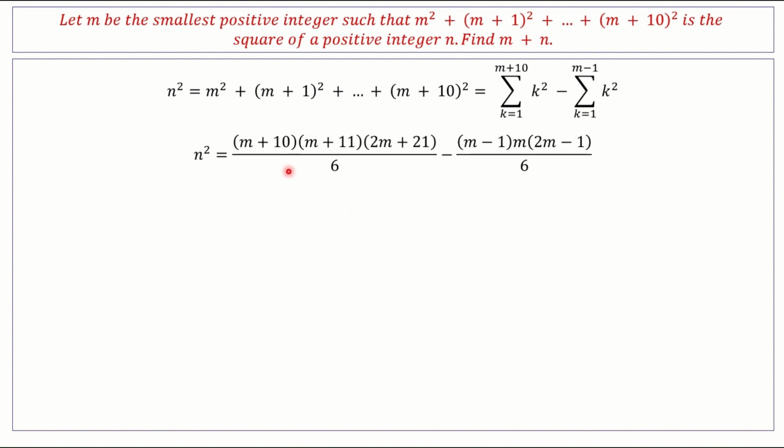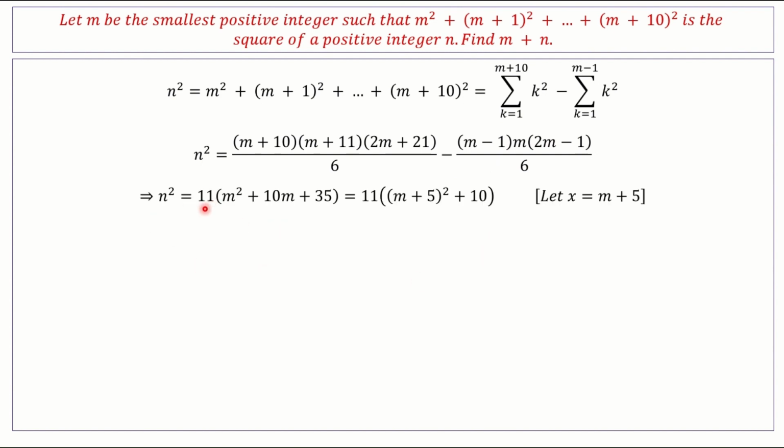Now we know that the sum of squares of continuous integers is n(n + 1)(2n + 1)/6. So if you substitute that, what you will get is n² equal to (m + 10)(m + 11)(2m + 21)/6 minus, starting from k to m − 1, (m − 1)(m)(2m − 1)/6.